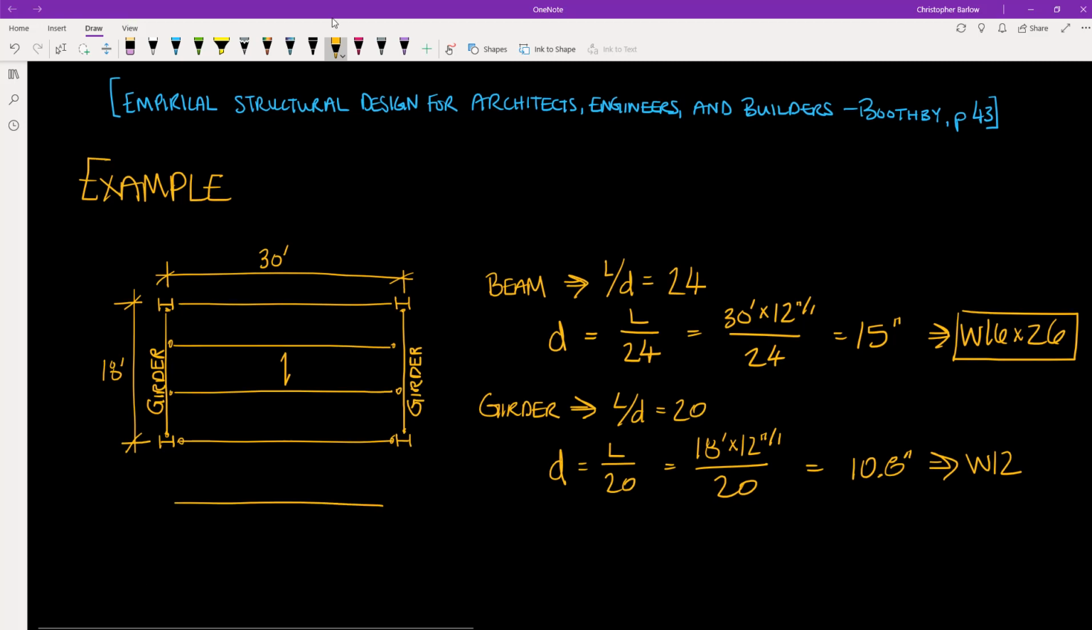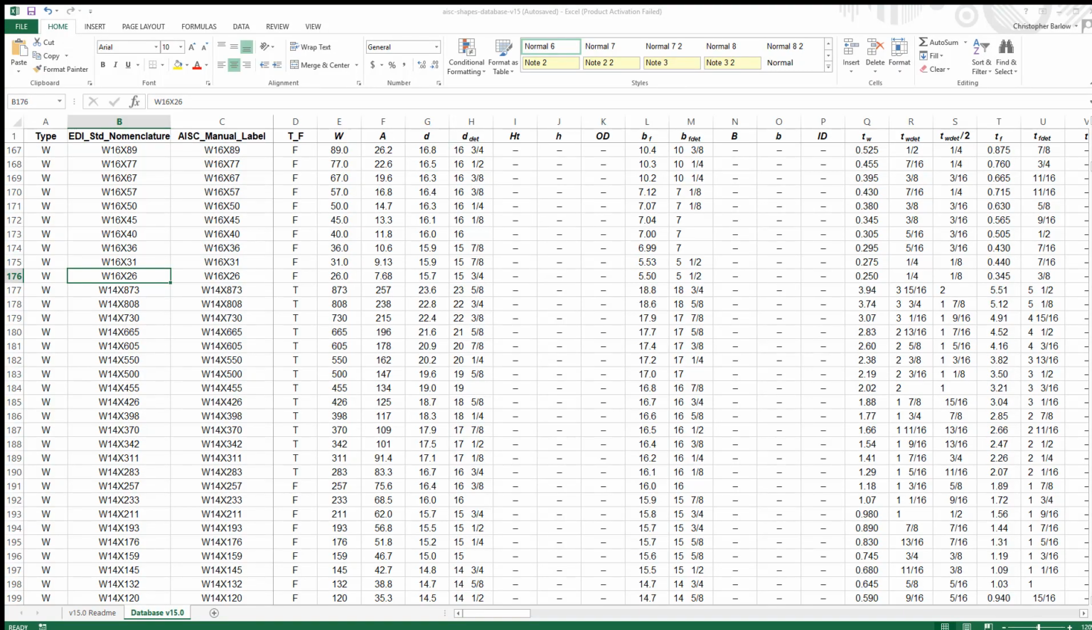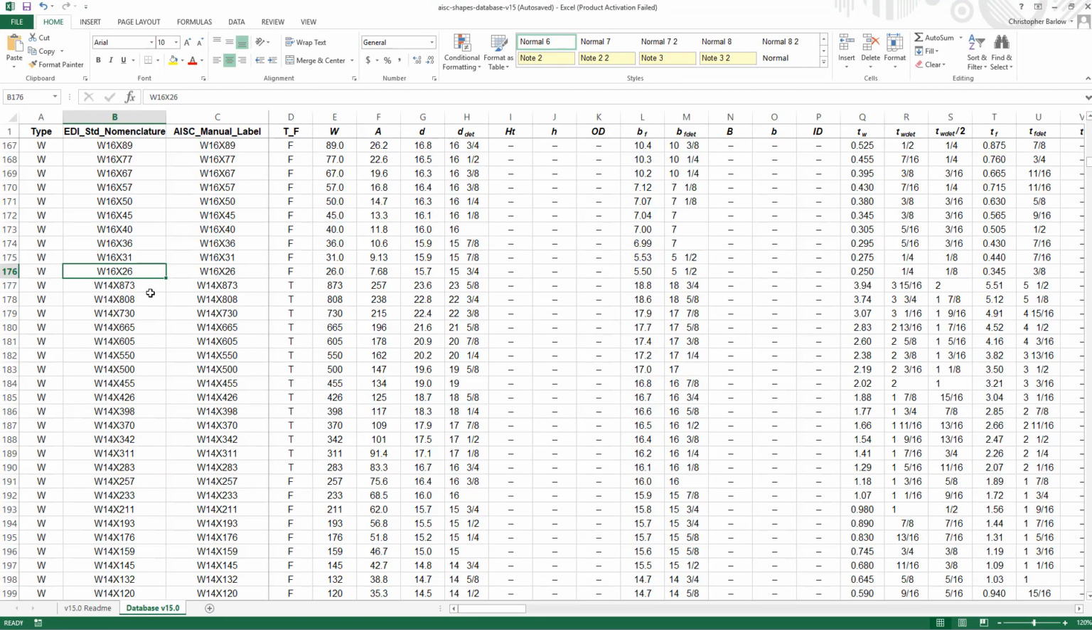So in this case, if we have a beam that is deeper than the girder that it's framing into, we don't want to make this girder so shallow that it makes the connection between the beam and the girder too difficult. Instead, we want to look at a section that is at most one nominal size difference away. So let's look at our shapes database and see if the W12 fits this criteria. And right away we can see that it does not.